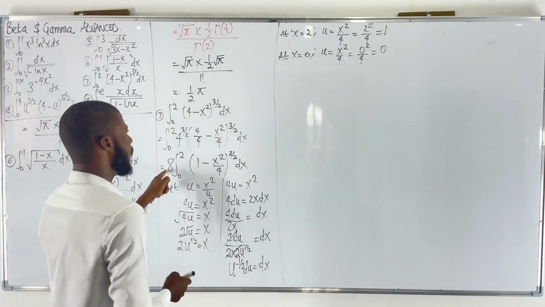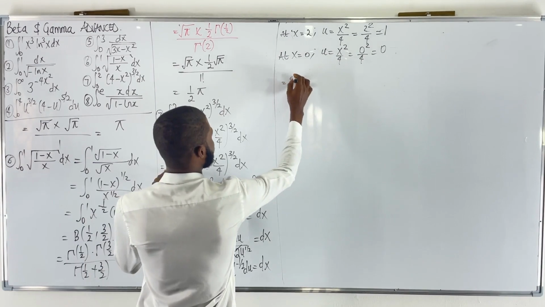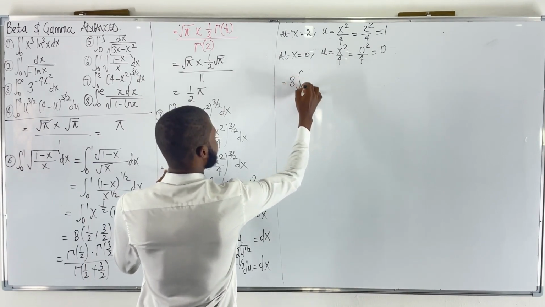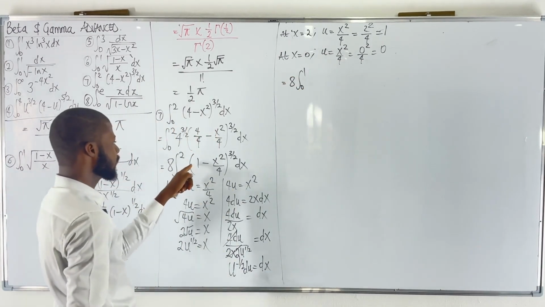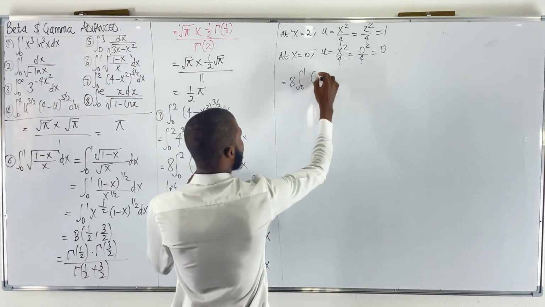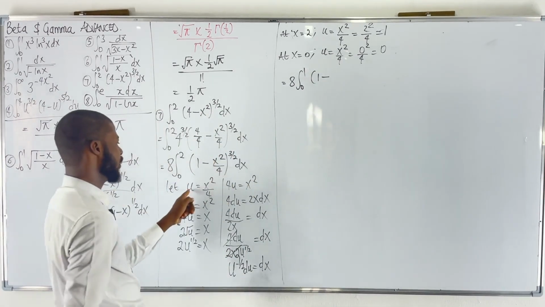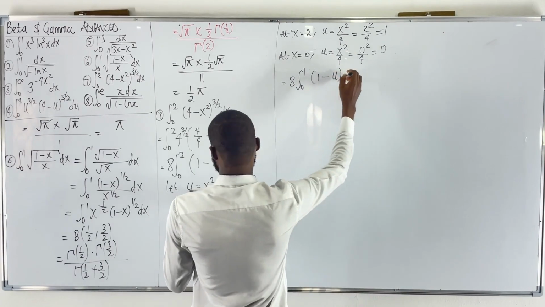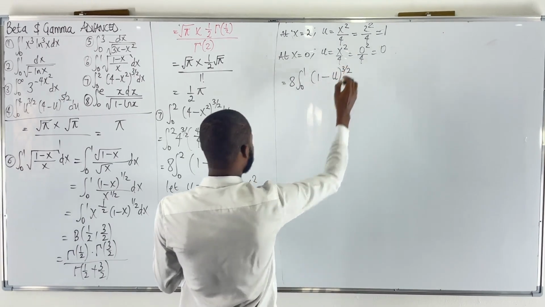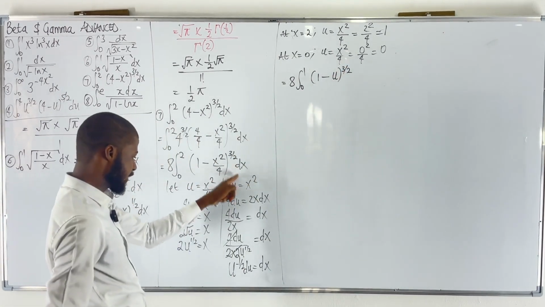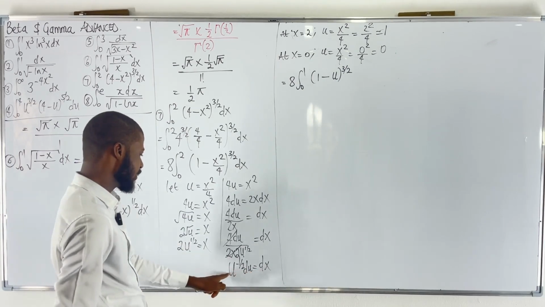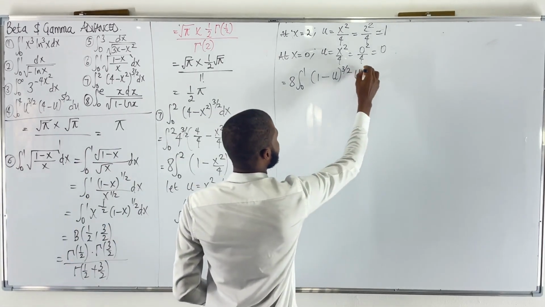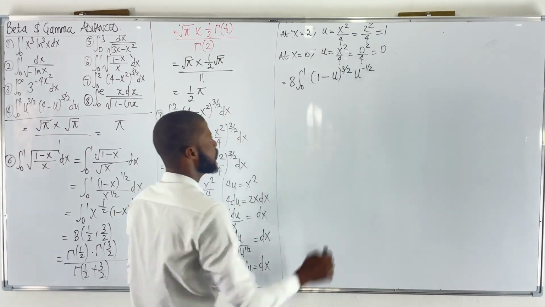Okay, so let me go back into my integral and make my substitutions. So that's 8, integral from 0 to 1. Then 1 minus s squared over 4 is now u to the power of 3 over 2. Then dx, this is what dx is. dx is u to the power of minus half du.